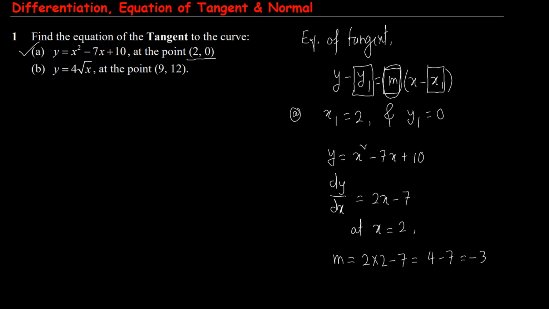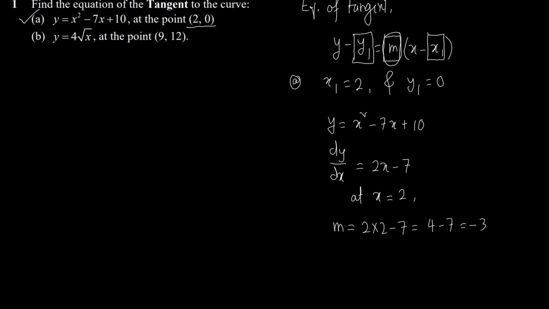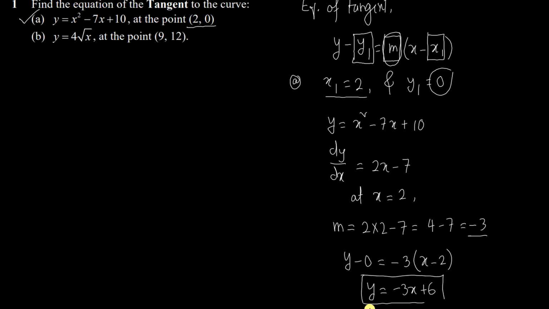Now we can write our equation because we know everything. y minus y1, where y1 is 0, so y minus 0 equals m. We got m is minus 3, and x minus x1, where x1 is 2, so x minus 2. Now by writing one more line we can find our answer, y equals minus 3x plus 6. So this is our equation of tangent at that particular point.